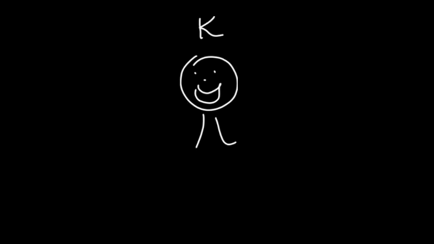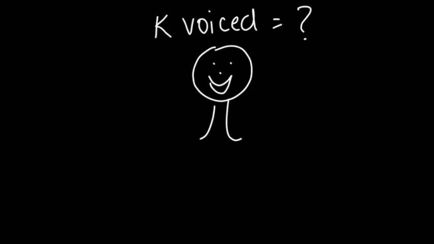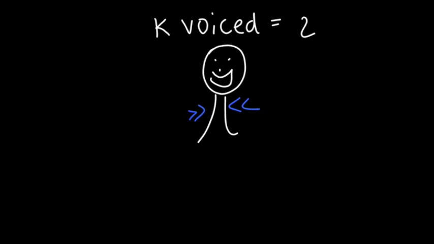Now try k. What do you think? K. It's voiceless. You don't need to use your voice in order to say k. So does k have a voiced counterpart? Since k is voiceless, what happens if we add our voice and make basically the same sound? K, g. Right. K voiced is g.